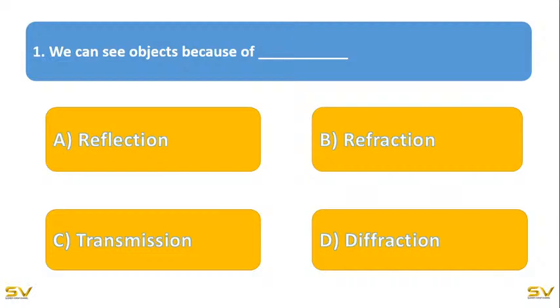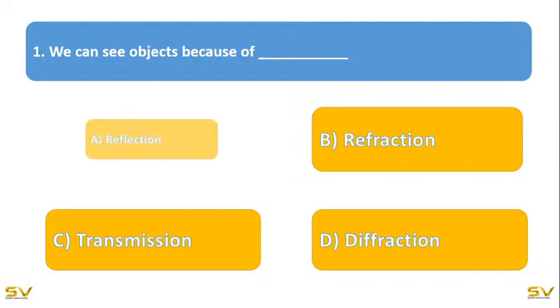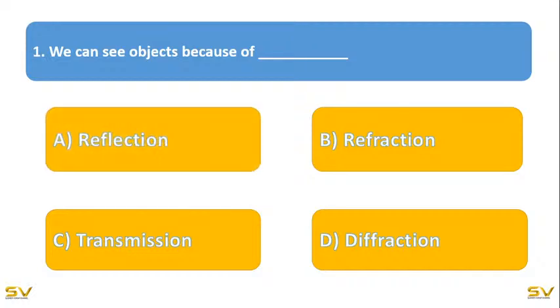Yes, now I'm revealing the answer. It's A. Very good. Reflection. So A is the correct answer. Congratulations. I think all of you have typed the correct answer, because the light from a source falls on an object and gets reflected, and we see it with the help of our eyes. So reflection is the correct answer. Very good. Even I got an answer from Satish.